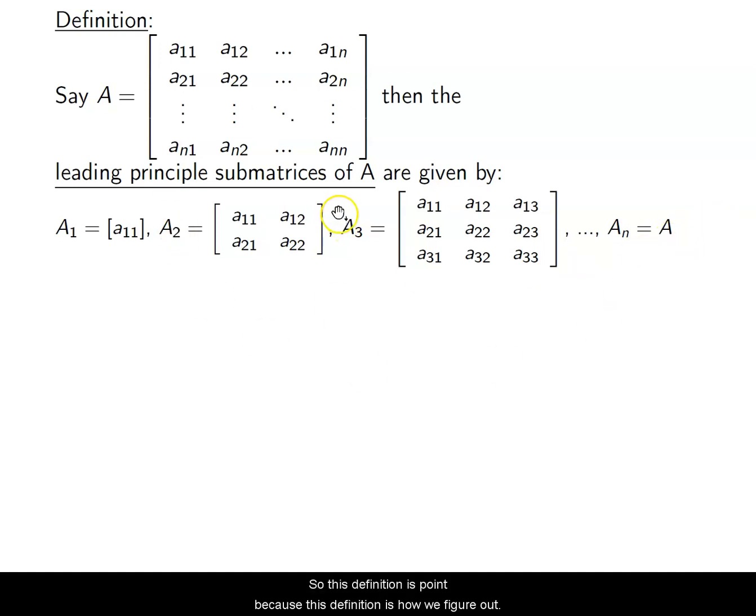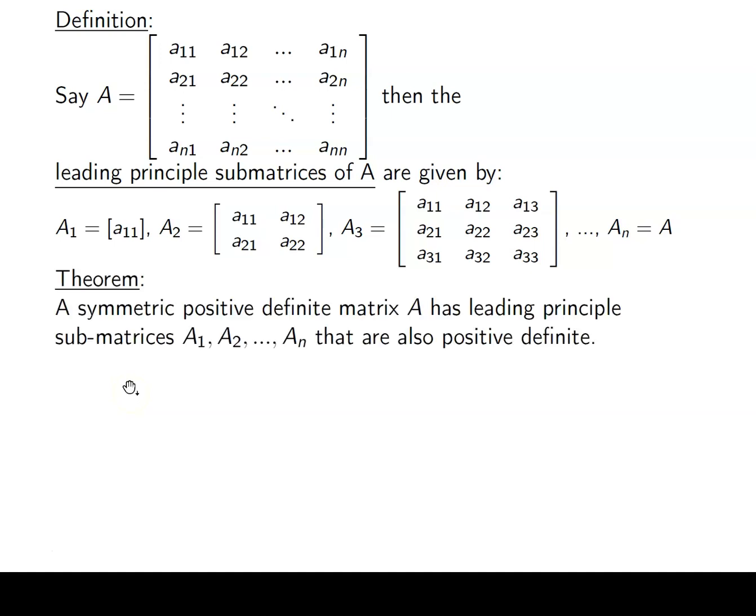Okay, so this definition is important because it is how we figure out, by using determinants, the positive definiteness of a matrix, right? So that's our next theorem. A symmetric positive definite matrix A has leading principal submatrices A1, A2, up to An, which is A, that are also positive definite. So the principal submatrices are also going to be positive definite, right?